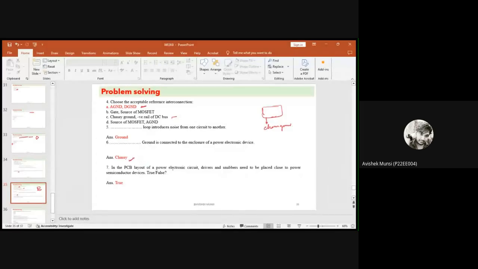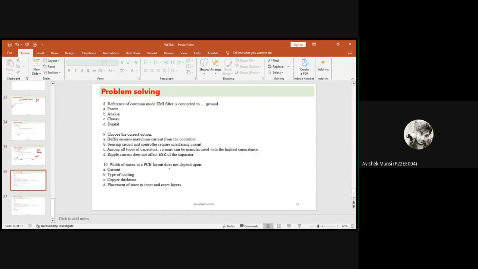In the PCB layout of a power electronic circuit, driver and snubber need to be placed close. Obviously, because the snubber is used for reducing the noise that is introduced through your pulses, the PWM, and that will carry forward to your output. So obviously, the snubber should be placed closer to the gate driver. So that is true.